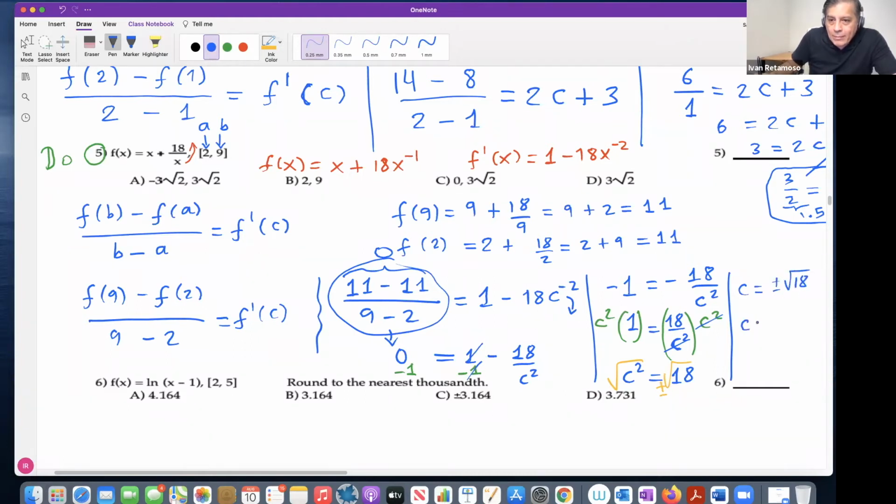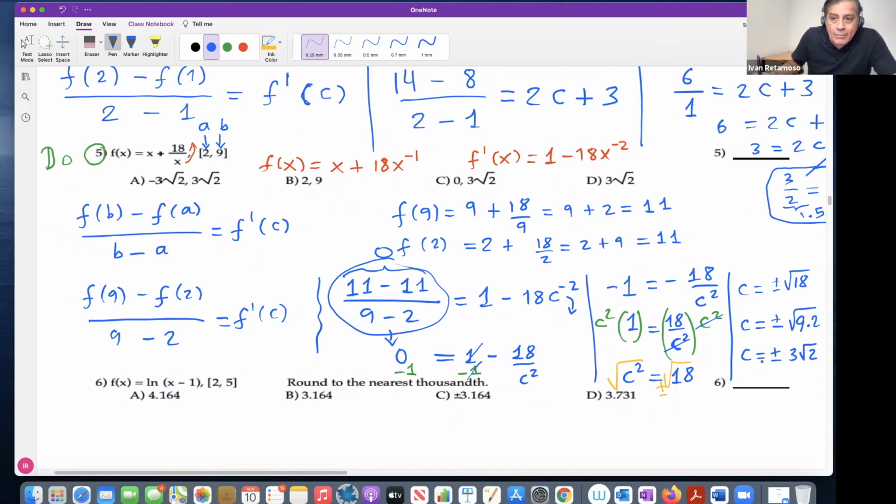Now, time to remember, guys, stuff that you learned before in algebra, right? 18 can be written as 9 times 2, right? Remember, a square number times some other number. So this can be simplified as C equal plus minus square root of 9 is 3, exact. The square root of 2 is not exact, so just leave it alone. Plus minus 3 times the square root of 2.